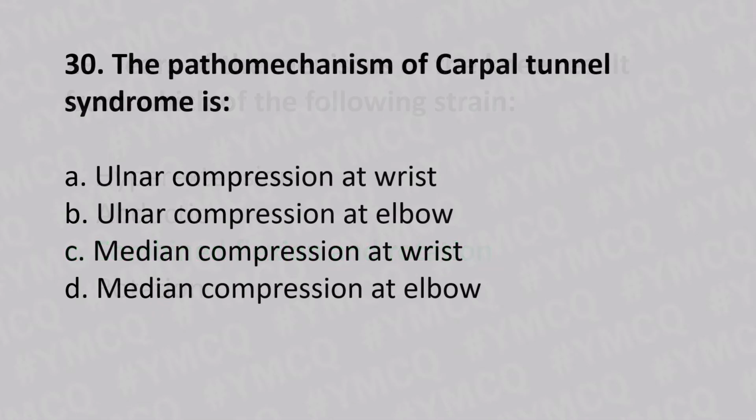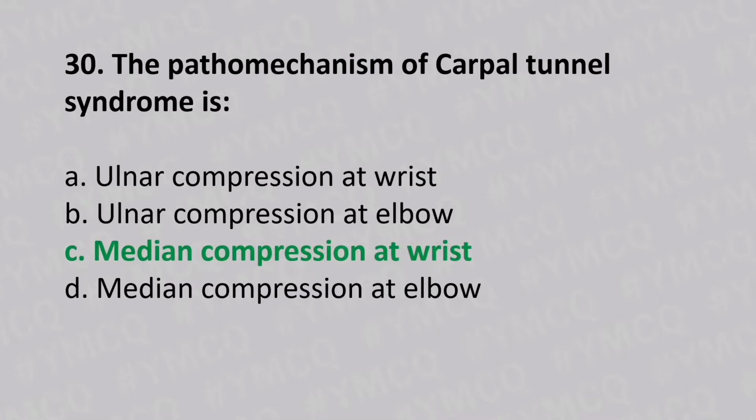Moving to our 30th question. The pathomechanism of carpal tunnel syndrome is option A, ulnar compression at the wrist, option B, ulnar compression at the elbow, option C, median nerve compression at the wrist, option D, median nerve compression at the elbow. And the answer is option C, median nerve compression at the wrist.